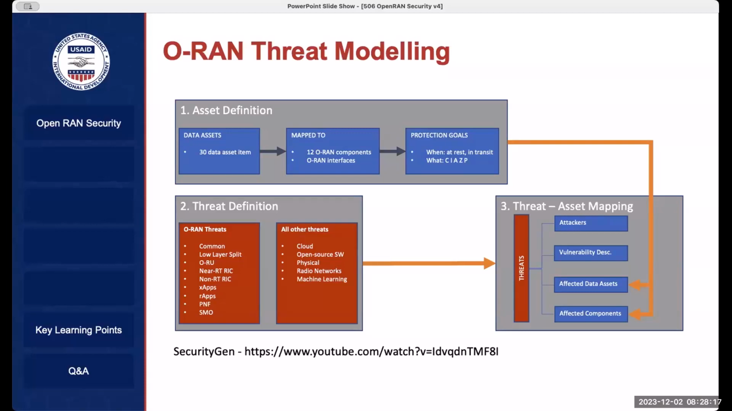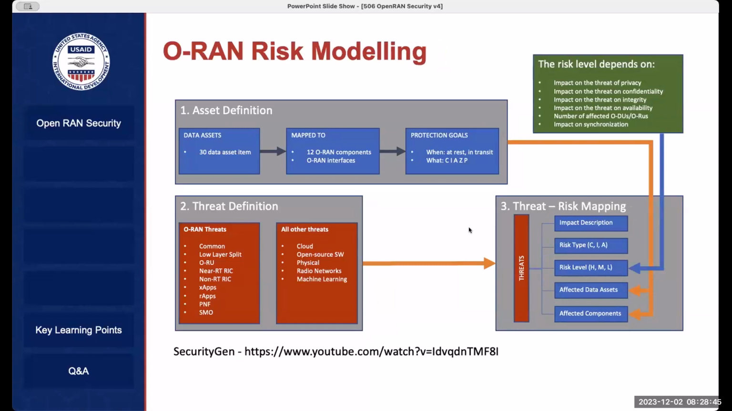So for the threat modeling, this is how they are interacting. I got this from Security Gen. Once you have defined the assets and threats, you now start mapping these threats to assets on the third component. What you want to do here is basically identify which data asset is part of what ORAN threat, and what other threats could be identified on those specific components. And we could now start assigning risk level, again dependent on four major components of the risk rating. For security, we are always, sorry, it's five.